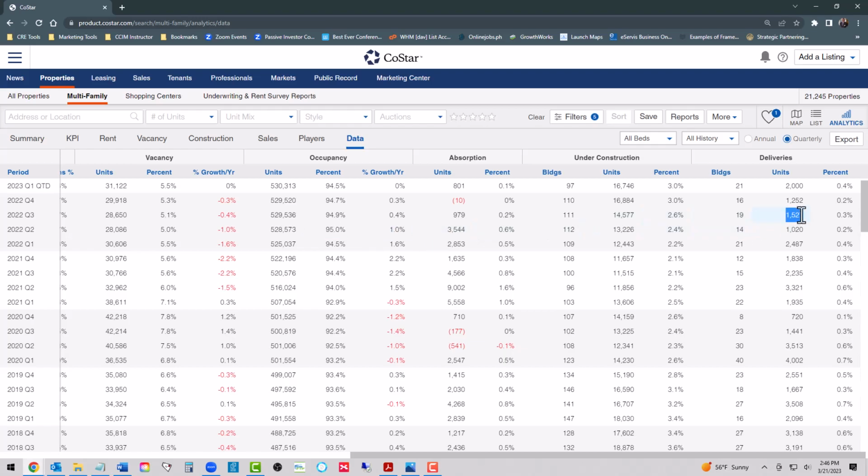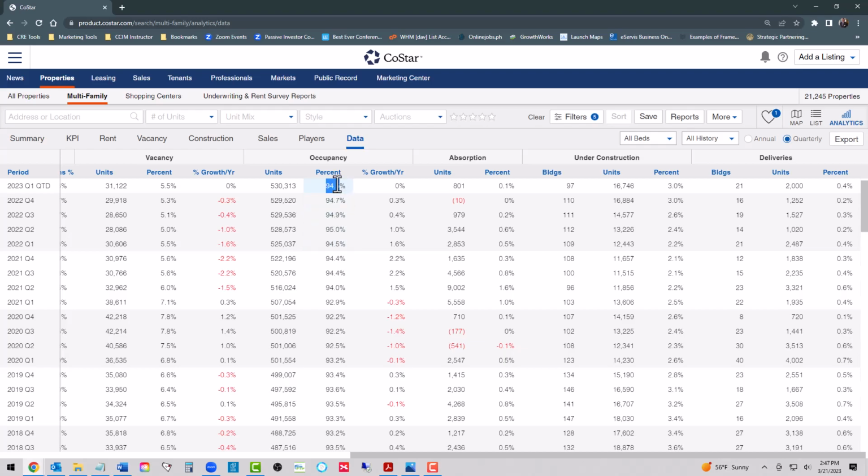Then we had 1,527 deliver and only 979 absorb. Ticked down to 94.9, but we're still 0.4% above where we were in the first quarter. Then another 1,252 delivered, and an additional 10 units went vacant. But again, we're still above that long-term occupancy average at 94.5 to 94.7. So we're still above it. So that is the reason.